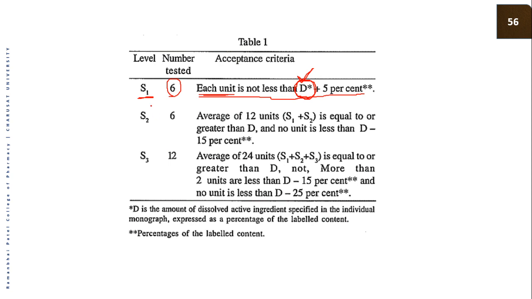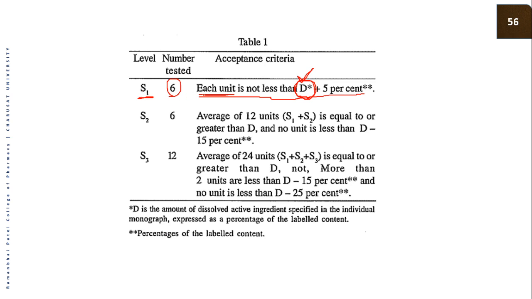If any one of these units, let's say 5 of the capsules pass this criteria and just one capsule failed, then we can consider that 5 have already passed, so we can tag it as a pass in case of dissolution test. We have to move further.